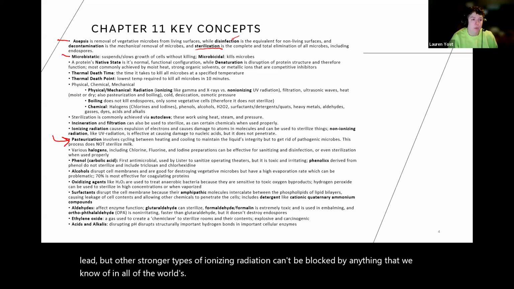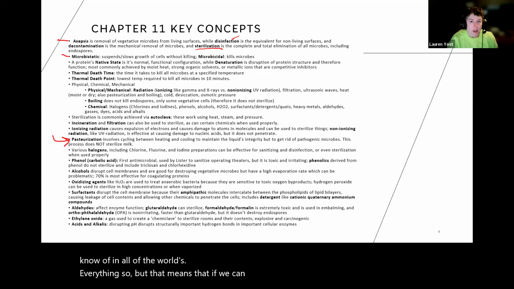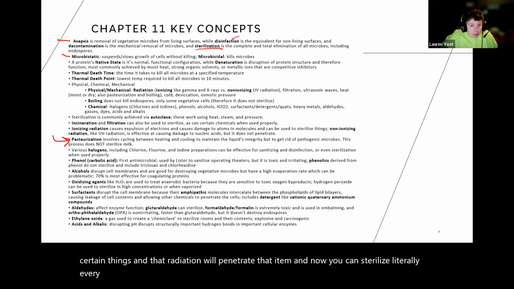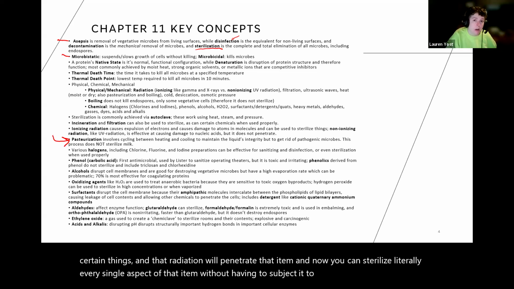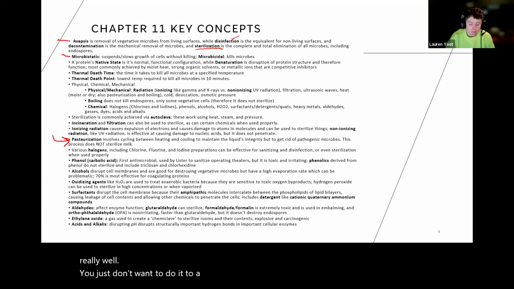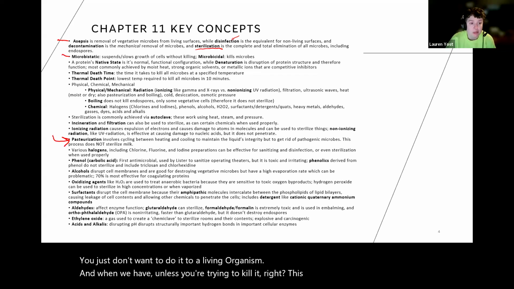But that means that if we can control the radiation, we can focus it onto certain things, and that radiation will penetrate that item. And now you can sterilize literally every single aspect of that item without having to subject it to heat. So we call this cold sterilization. So ionizing radiation is great for cold sterilization, and you can penetrate with it really well. You just don't want to do it to a living organism, unless you're trying to kill it, right, which is the point with the microbes.